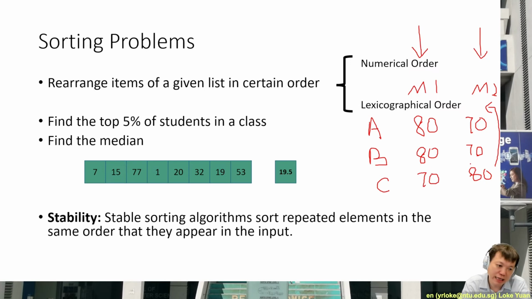Okay, so that is the sorting algorithm. People are concerned about stability, especially people working in databases. You need to sort the data on multiple columns, and then they need to make sure that you won't change the order.